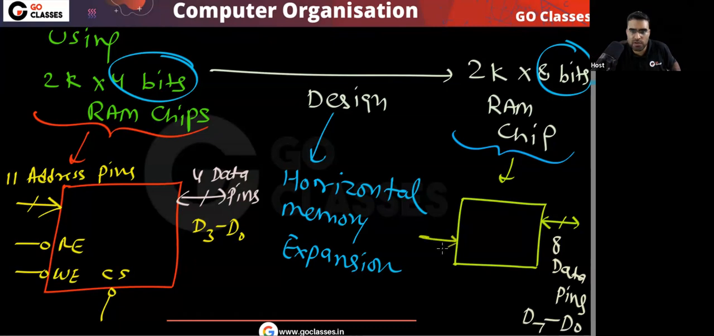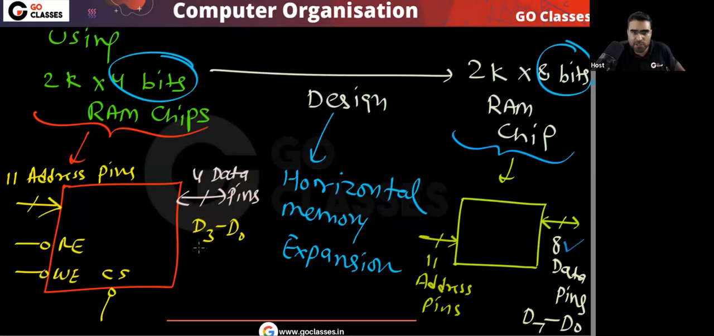How many address pins will be there? The same 11 address pins, because 2K locations are there. You did not change the number of address locations. Everything else is the same. The only change is 8 data pins. You need a total of 8 data pins.